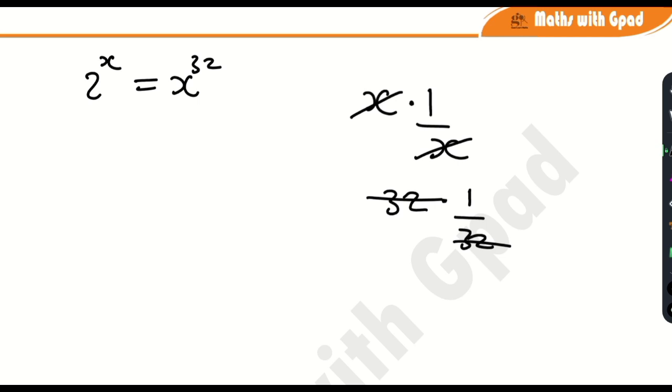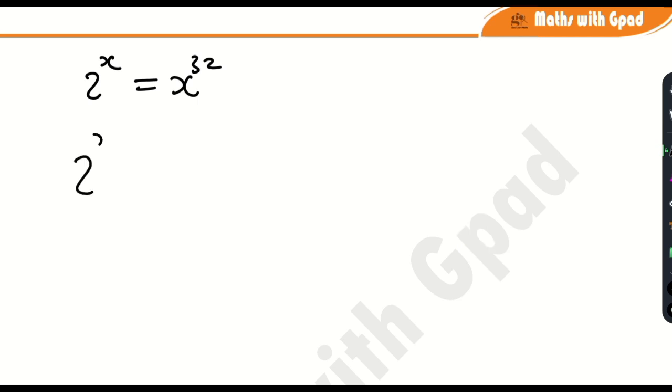Now, you cannot just multiply x by 1 over x and multiply this by 1 over 32. That would be wrong, because whatever you do on one side of the equation, you must also do on the other side of the equation. So it means that we have to multiply both powers by the LCM of x and 32, which is 32x. So we are going to have 2 raised to the power x times 1 over 32x is equal to x raised to the power 32 times 1 over 32x.